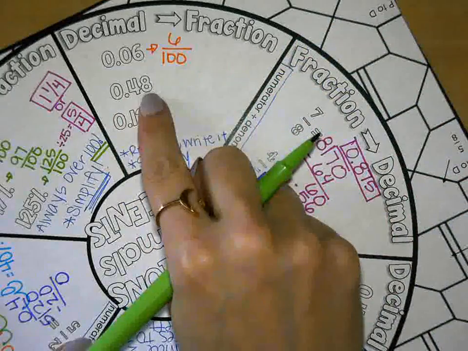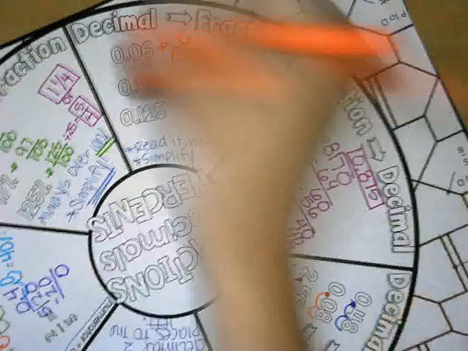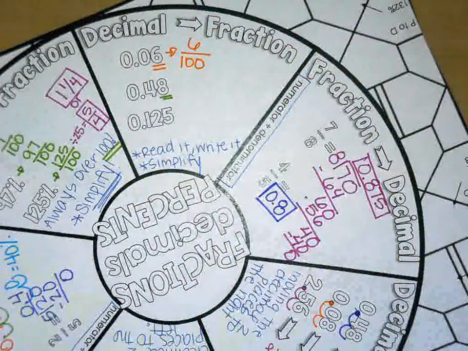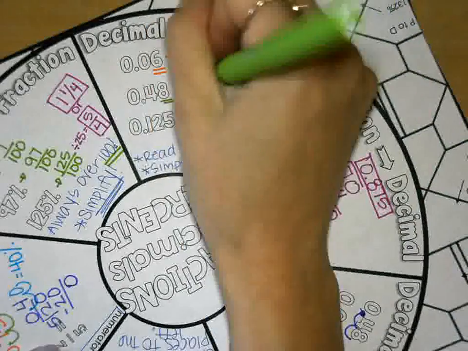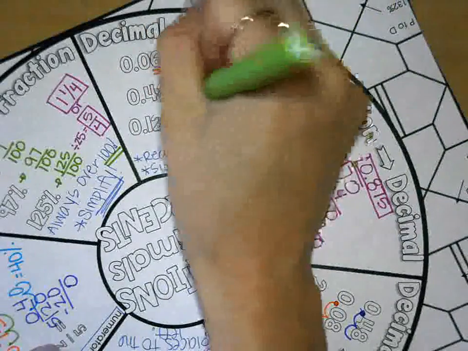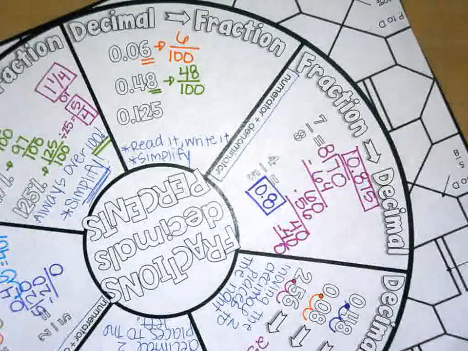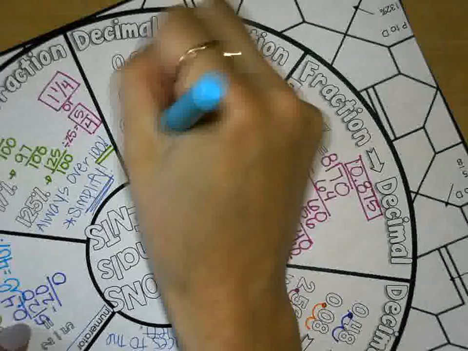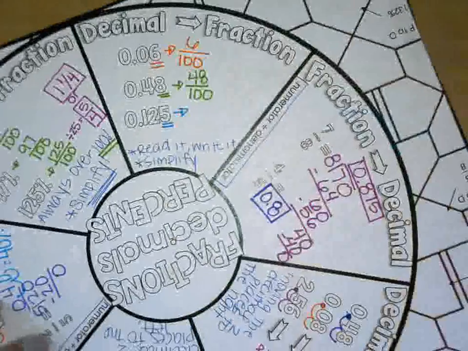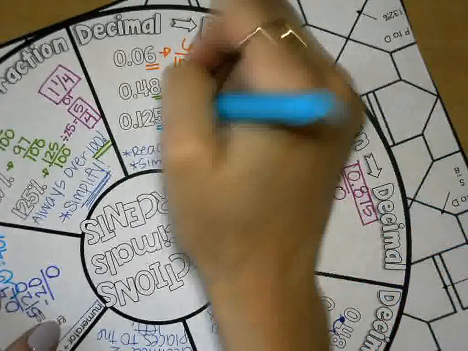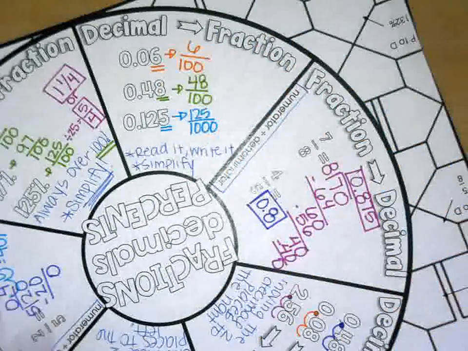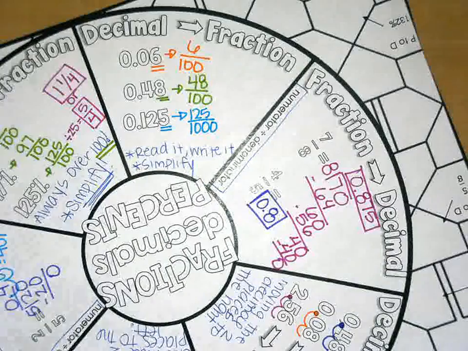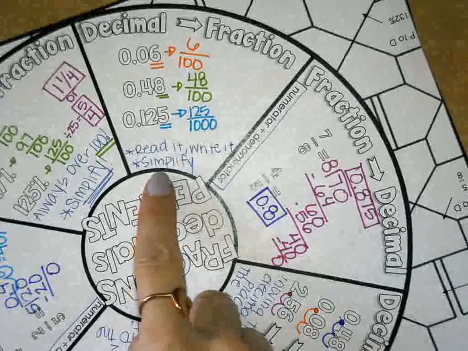Then the next one, I have 48. It's in my 100th spot, because that's my 100th spot. So 48/100ths would be 48 over 100. This 5 here is in the thousandth spot. So that means I would say 125 thousandths. And I would go from there.